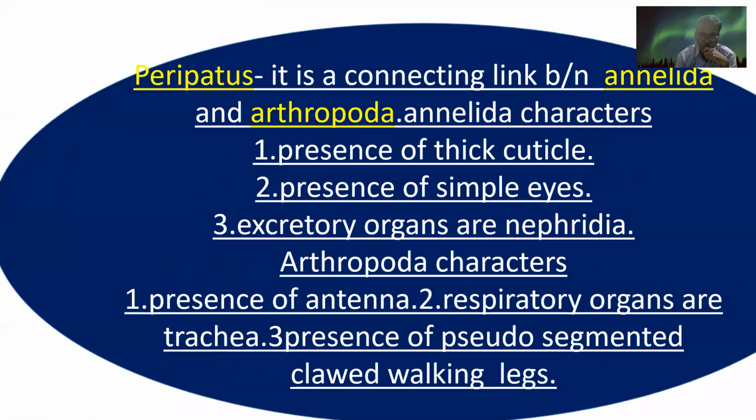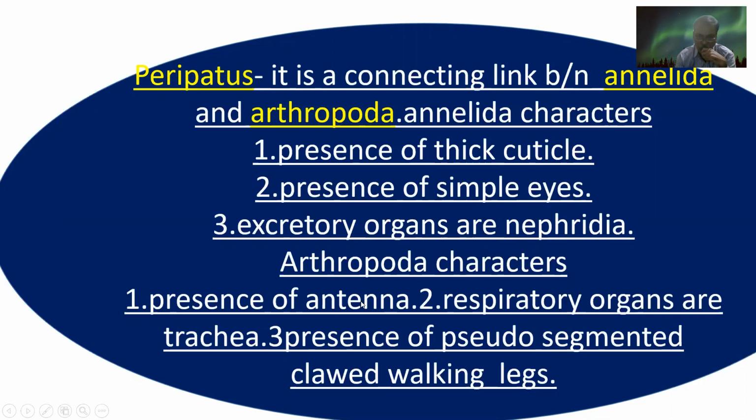Next one is the Peripatus. It is a connecting link between the arthropoda and annelida characters. It shows the presence of thick cuticle. The annelidan characters are the presence of thick cuticle, presence of simple eyes, excretory organs are nephridia.